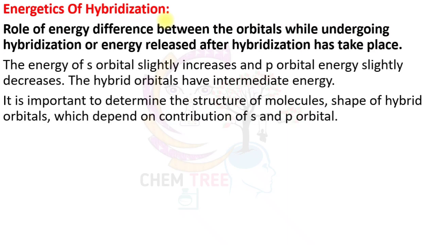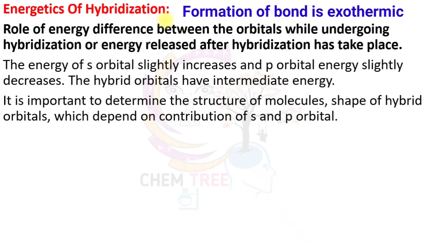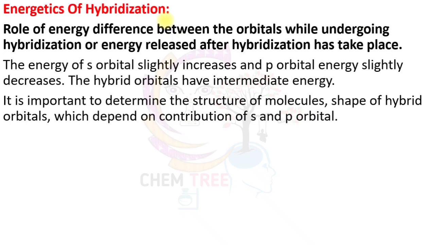Energetics of hybridization. We know that when orbitals are intermixed, they form hybrid orbitals. In the formation of hybrid orbitals, they lose energy. When they overlap with the orbital of any atom, they form a sigma bond. That means the formation of a bond is an exothermic process. Energetics of hybridization is the difference in energy of the orbitals undergoing hybridization, or the energy released after hybridization has taken place.